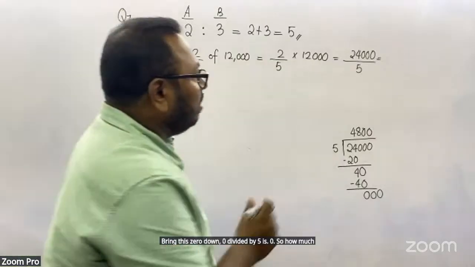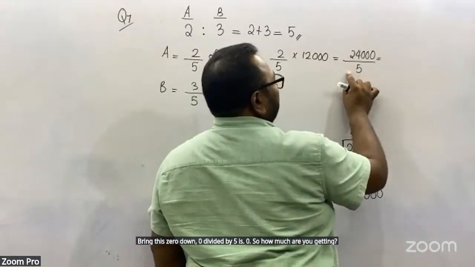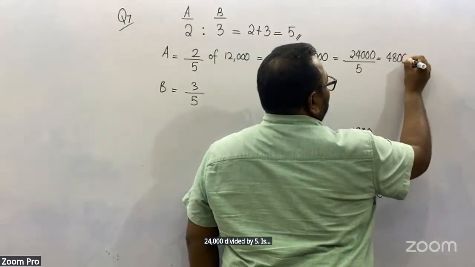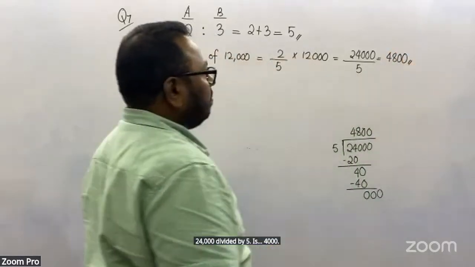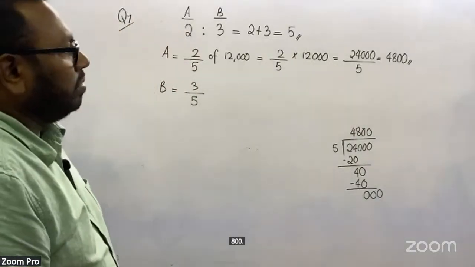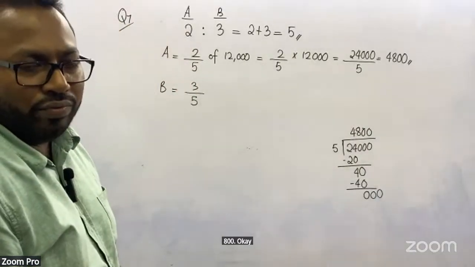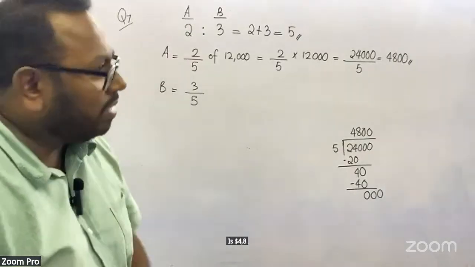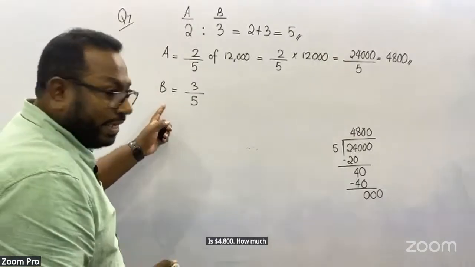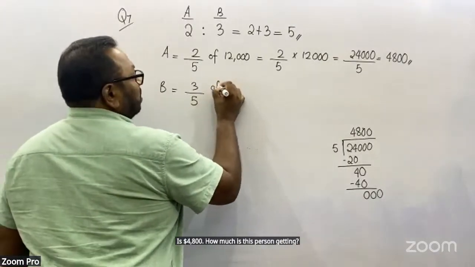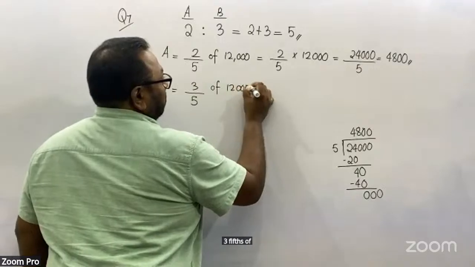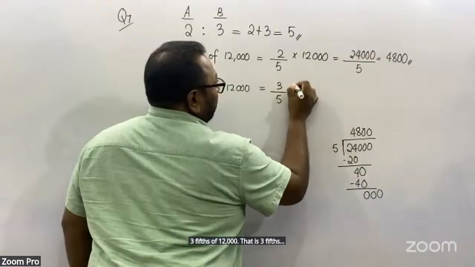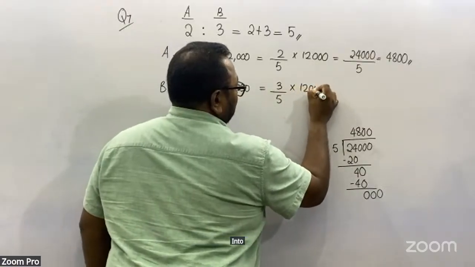So how much are you getting? 24,000 divided by 5 is 4,800. How much is this person getting? 3/5 of 12,000. That is 3/5 into 12,000.